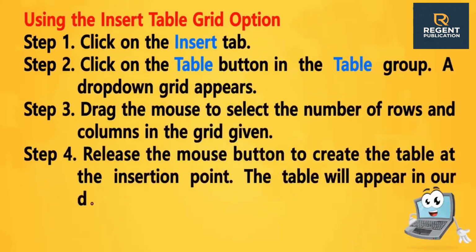Using the Insert Table Grid option, Step 1. Click on the Insert tab. Step 2. Click on the Table button in the Tables group. A drop-down grid appears. Step 3. Drag the mouse to select the number of rows and columns in the grid given. Step 4. Release the mouse button to create the table at the insertion point. The table will appear in our document.